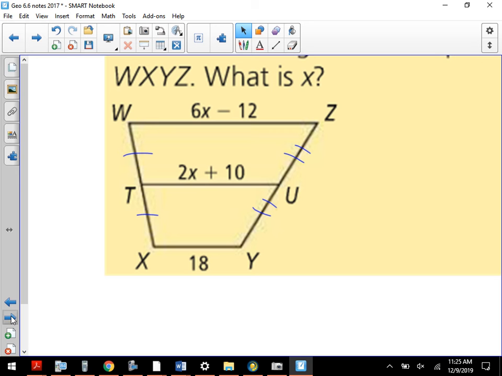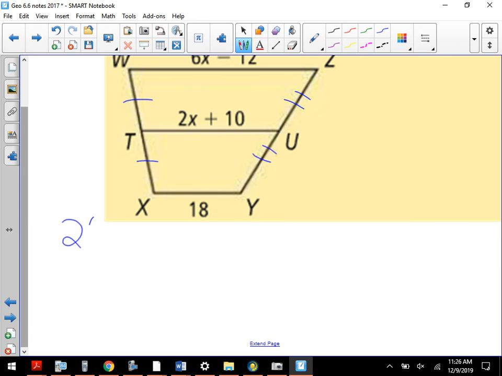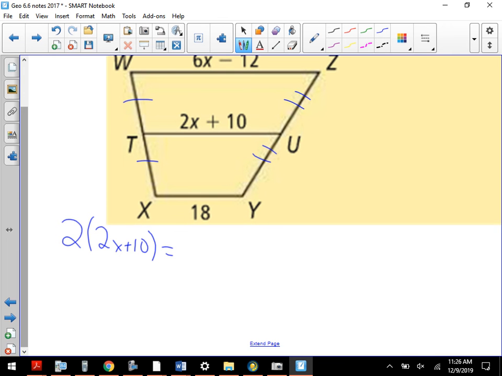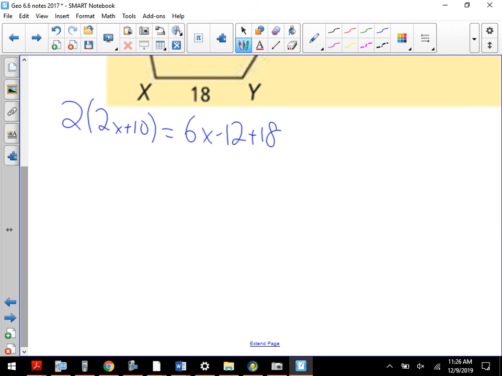So hopefully if you did this quickly, this is not too bad. Say double your mid-segment equals the sum of 6x minus 12. And that just matters quick solves. 4x and 20. Subtract 4x, subtract the 6. And hopefully you got 7.